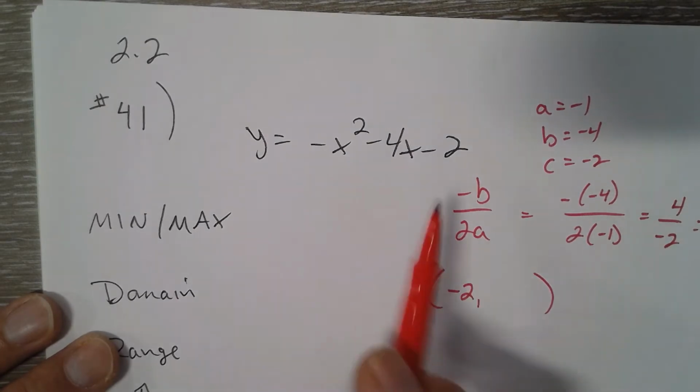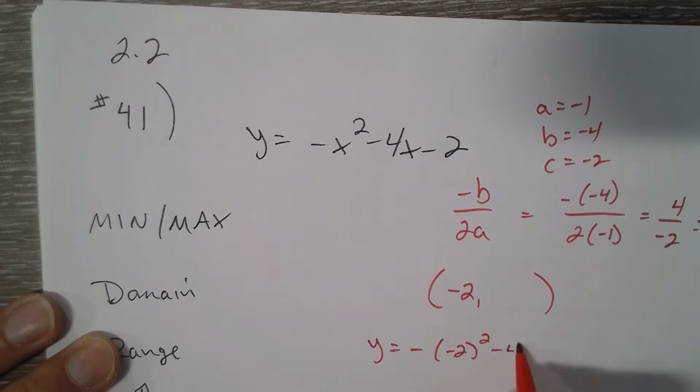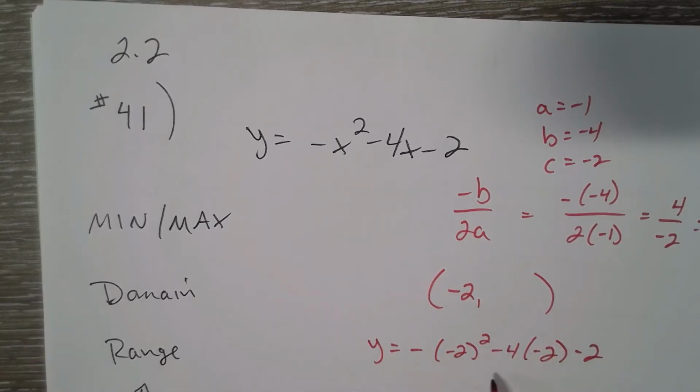Then you can plug -2 into the original equation. So it'd be y equals the opposite of -2 squared minus 4 times -2 minus 2. So -4 plus 8 is 4, minus 2 is 2. Do that again. So -4 plus 8 is 4, minus 2 is 2. Okay, so our vertex is -2, 2.